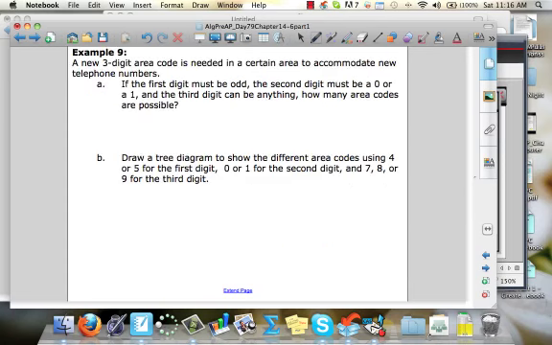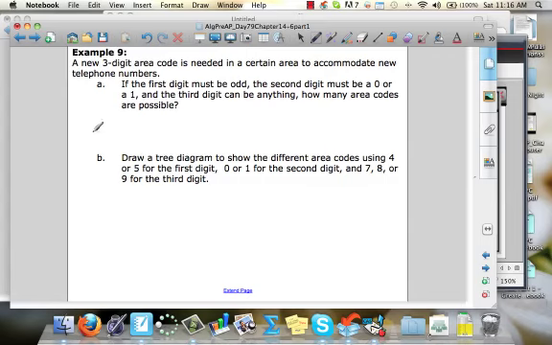Here's one where we're looking at information and having to write something that's maybe a little more complicated. A new 3-digit area code is needed in a certain area to accommodate new telephone numbers. If the first digit must be odd, the second digit must be a 0 or a 1, and the third digit can be anything, how many area codes are possible? Now we're assuming that it can be whatever we want and we can repeat numbers.